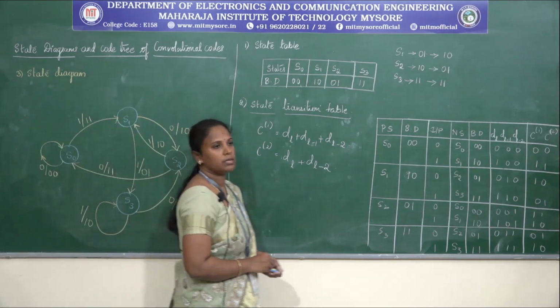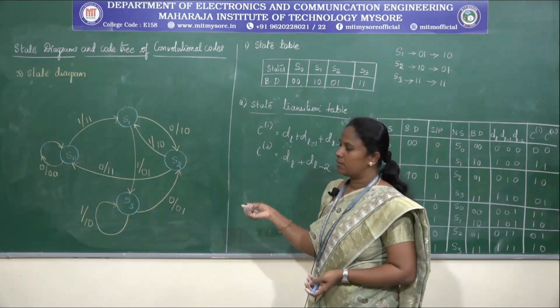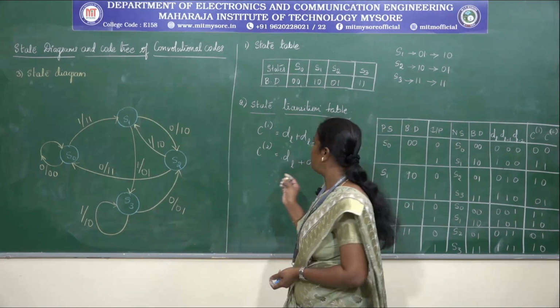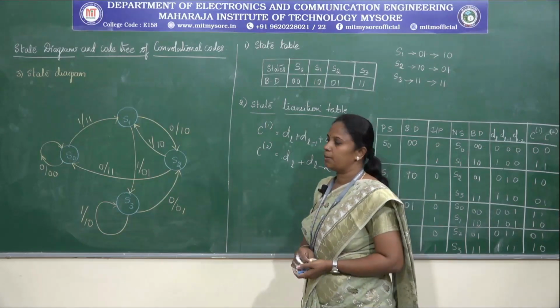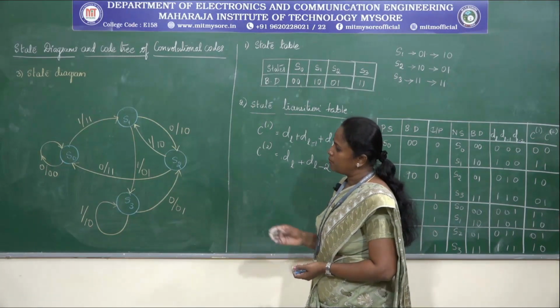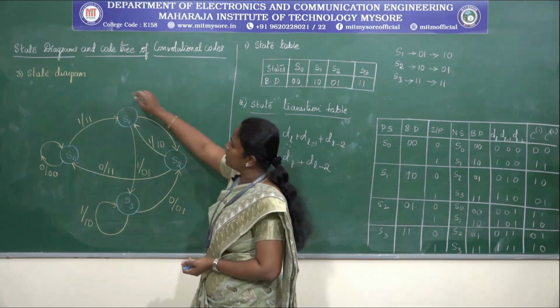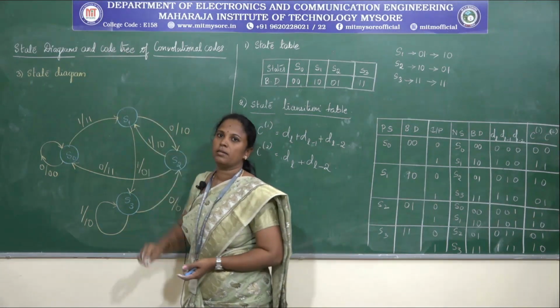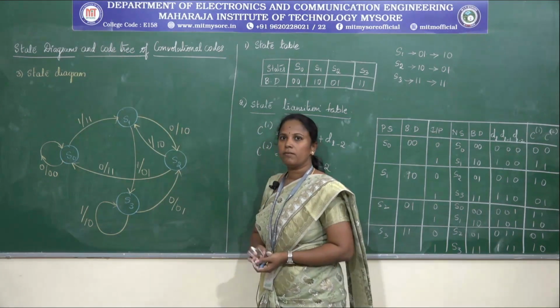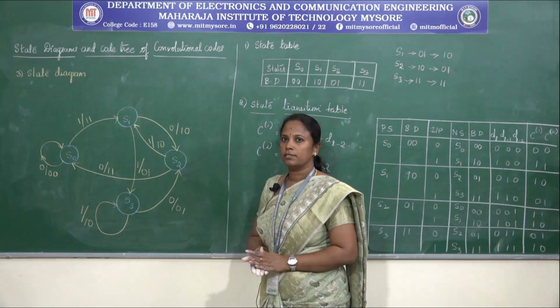So this is how you write the state diagram with the help of the state transition table. Now from the state diagram, we need to construct the code tree. This code tree part we will continue in the next class. Thank you.